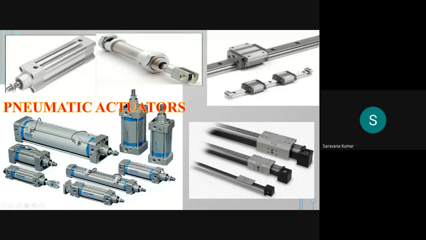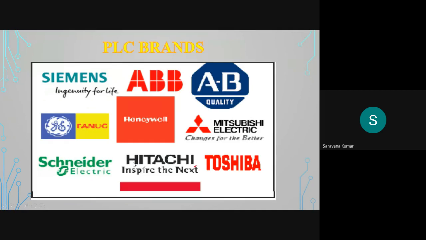Here you can see pneumatic actuators. This is linear motion control, with a one-way actuator and a two-way actuator, and pneumatic ones are also there. This is just for an idea. We have multiple PLC brands in the market. Here are some examples: Siemens, Allen Bradley, that is called AB, ABB, Fanuc, GE, Honeywell, Mitsubishi, Schneider, Hitachi, Toshiba, Delta, Omron. There are a lot of PLCs in the field.